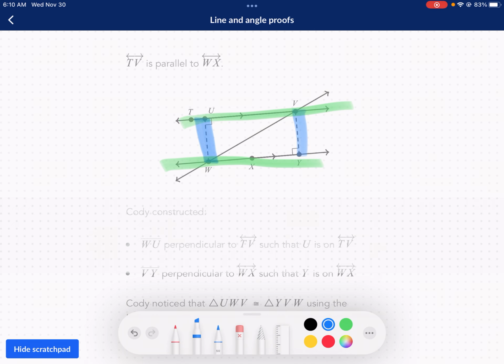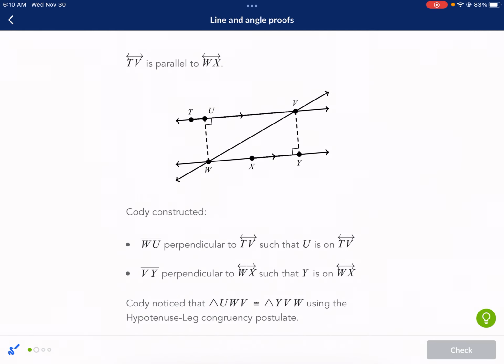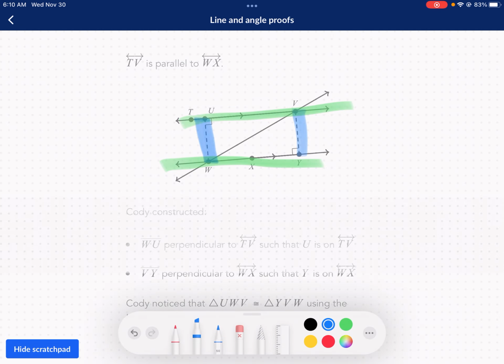So Cody noticed that triangle UWV is congruent to triangle YVW using the hypotenuse leg congruency postulate. Quick recap of hypotenuse leg: you have to have a 90-degree angle, and both of these do because it said they were perpendicular. And then they have to have a congruent hypotenuse. They share that hypotenuse, so it's congruent in both of those triangles.